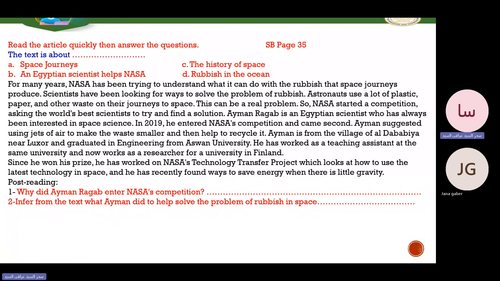Okay, after reading the text quickly, what is the text about? Try to think of the answer. A space journey, an Egyptian scientist helping NASA, the history of space, or rubbish in the ocean. I want you to make a quick reading again in order to answer other questions. Why did Ayman Ragab enter NASA's competition? Infer from the text. Get from the text what Ayman did to help solve the problem of rubbish in space. Okay, you have some seconds.